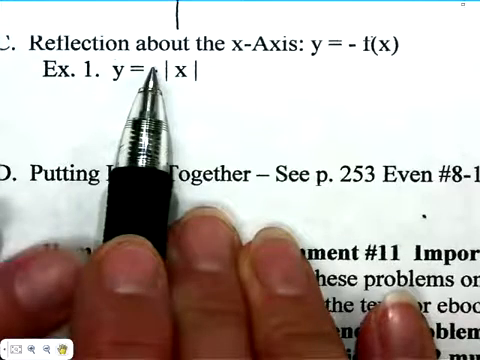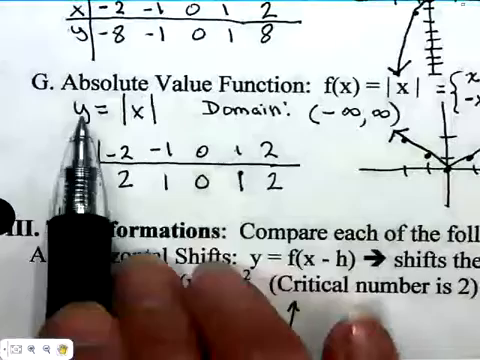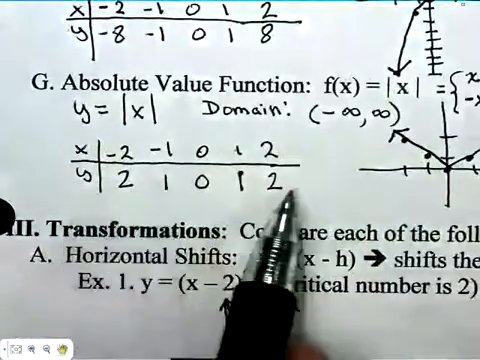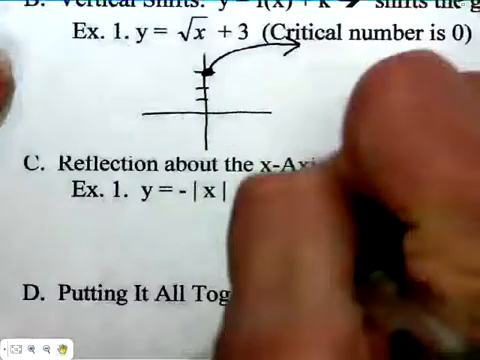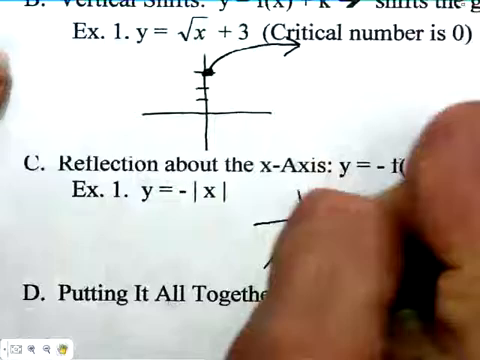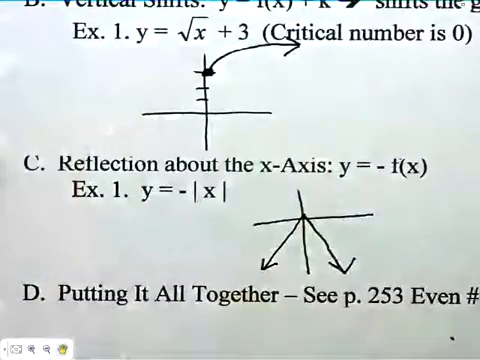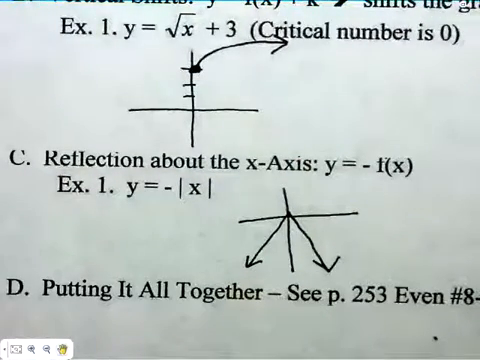But if I were to make this XY chart for negative absolute value of x, I would just take the opposite of all those y's, and when I graphed them, I'd have a concave down V shape. That negative just causes a reflection about the x-axis, or flipping the graph over the x-axis.